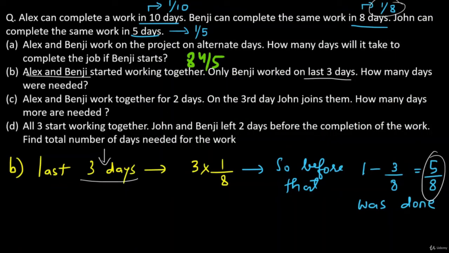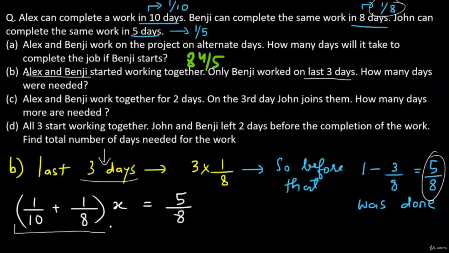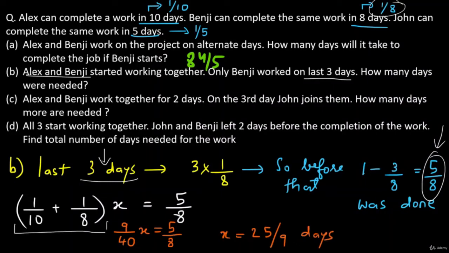So that means 1/10 plus 1/8, which is the amount of work Alex and Benji do together in one day, into X is equal to this 5/8. So on solving, we get that 9/40x is equal to 5/8, or X is equal to 25/9. All right. So the total number of days on which work happened is 25/9 plus 3, right?